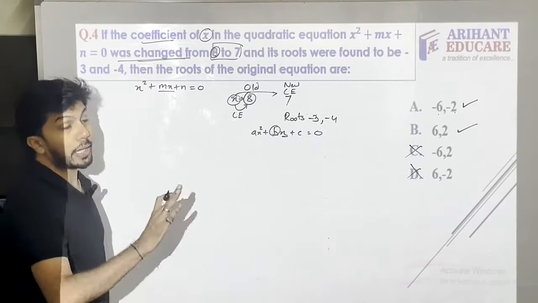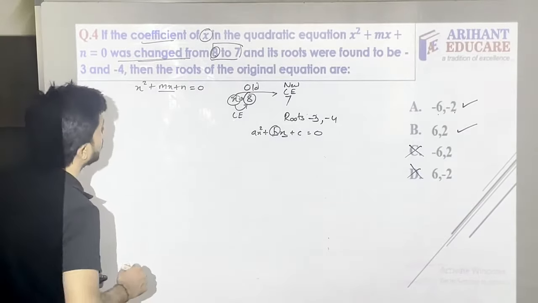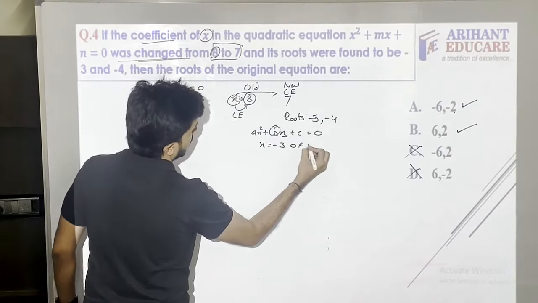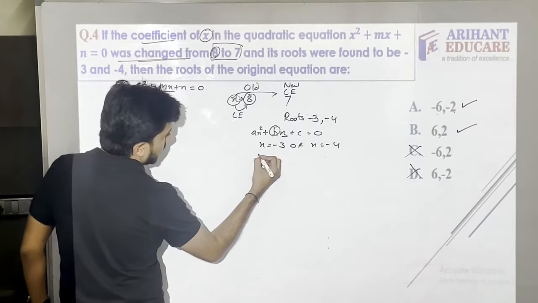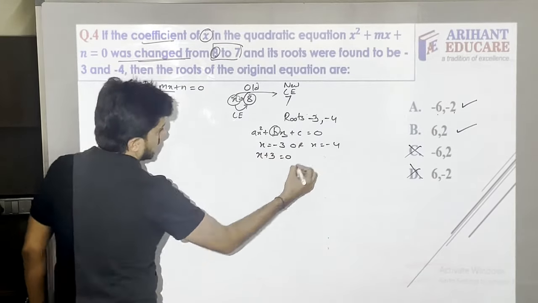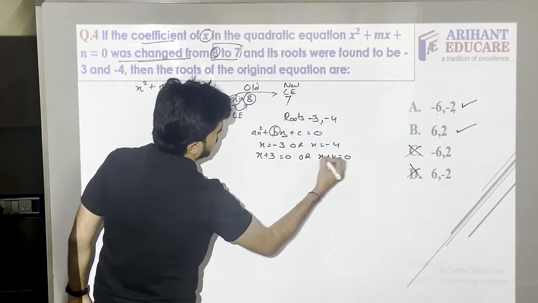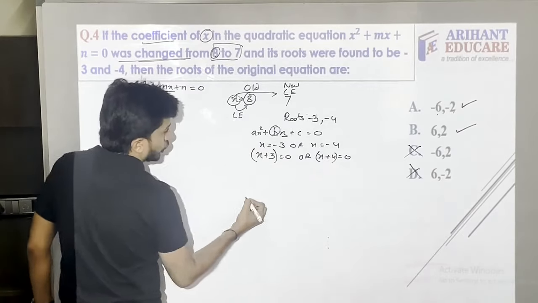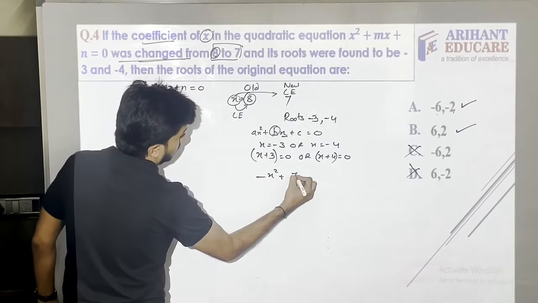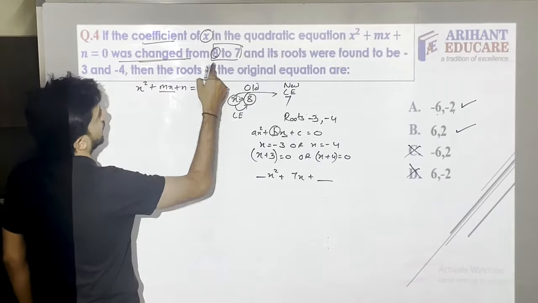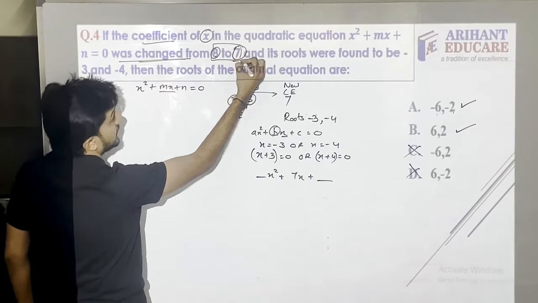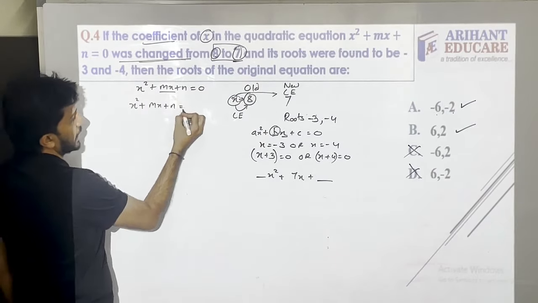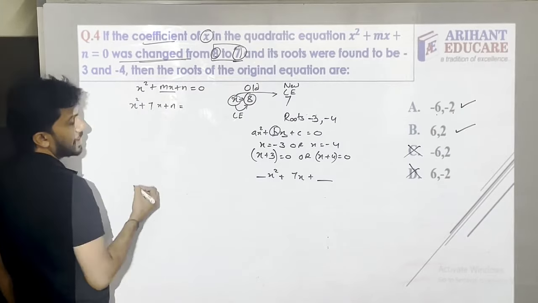Let's see how to figure out when the coefficient changes. Now this is something new. We know that the roots are x equals minus 3 or x equals minus 4. So I can say that it would have been x plus 3 is 0 or x plus 4 is 0. When x plus 3 and x plus 4 are multiplied, they should give me x square plus 7x plus something, because that is what they have said. When the coefficient of x is 7, this is what we should be getting, x square plus mx plus n. Instead of m, they have mentioned it is 7.